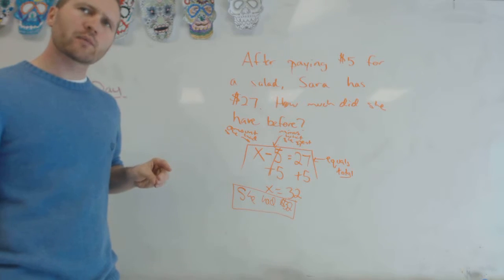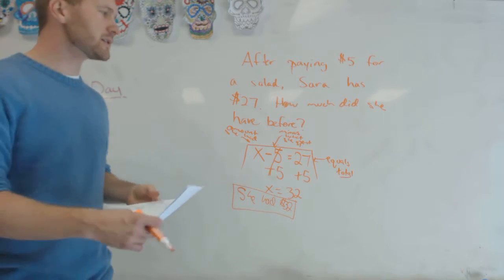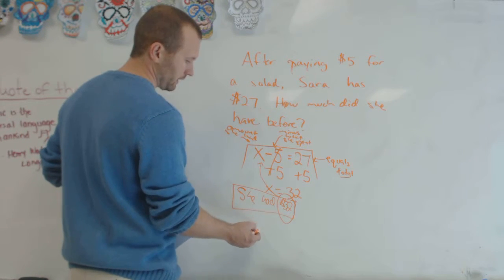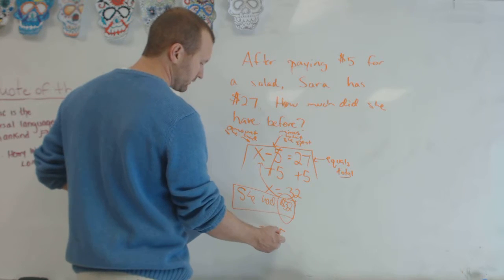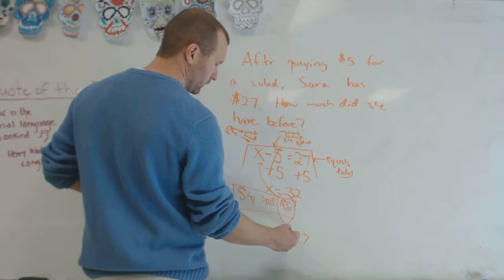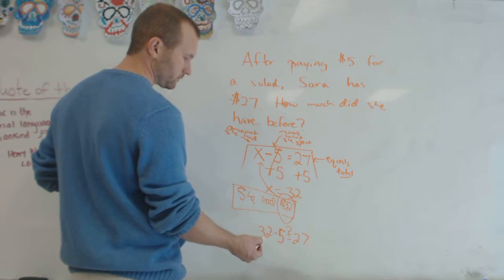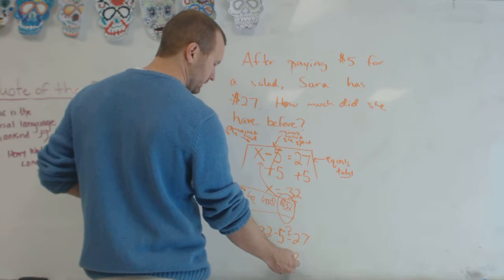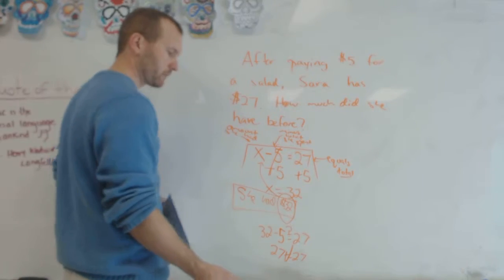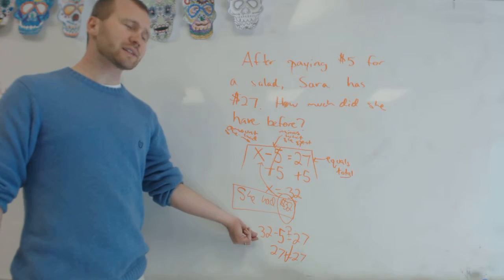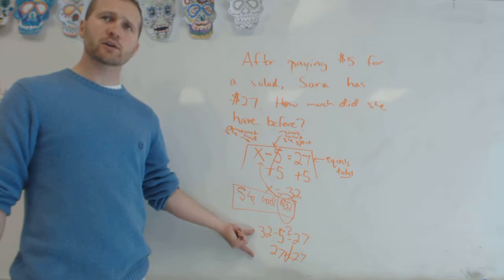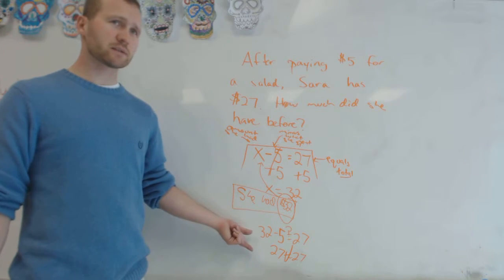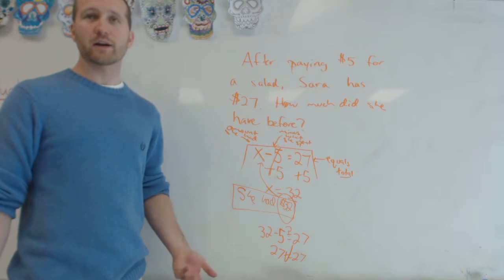Does it make sense? And on your test on Thursday, I would recommend actually taking this and plugging it in and doing 32 minus 5 equals 27 with a little question mark, and then seeing if that's true. 32 minus 5 does equal 27 in this case. So we've checked it. It's worth that extra 10, 15, 20 seconds to check your work on these problems. It will save you tons of points.